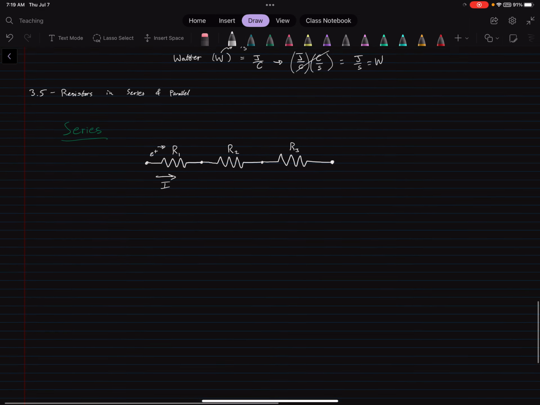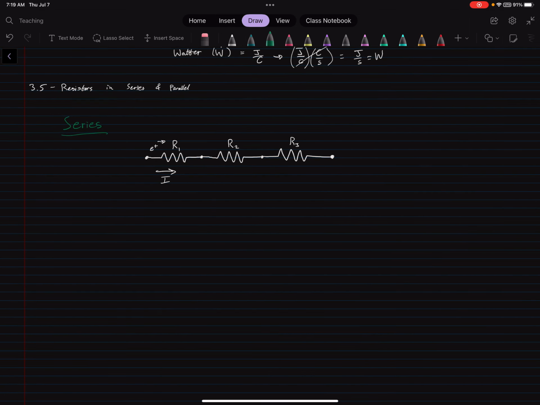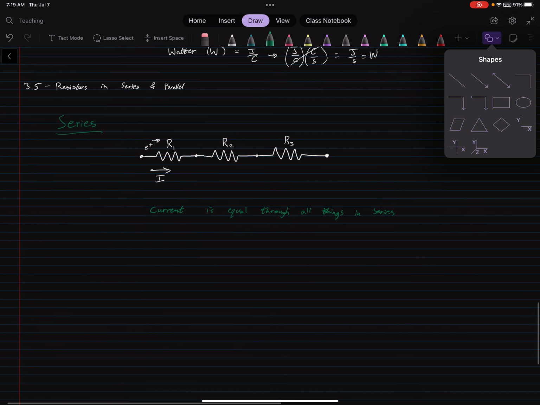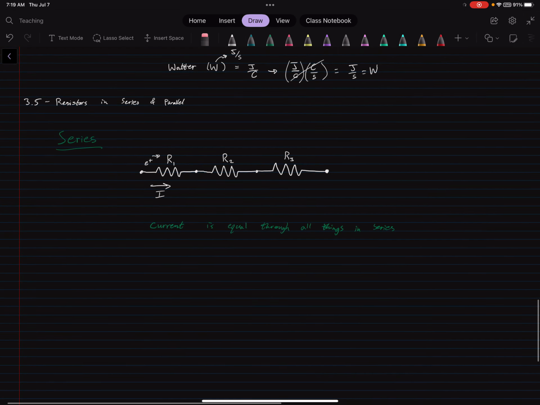So one thing that's really important for things connected in series is that current is equal through all things in series.